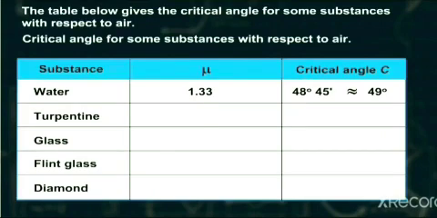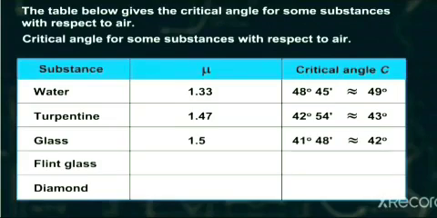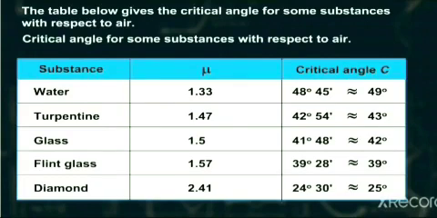Refractive index of turpentine is 1.47 and its critical angle is 42 degrees 54 minutes, which is approximately equal to 43 degrees. The refractive index of glass is 1.5 and its critical angle is 41 degrees 48 minutes, which is approximately equal to 42 degrees. The refractive index of flint glass is 1.57 and its critical angle is 39 degrees 28 minutes, which is approximately equal to 39 degrees. And the refractive index of diamond is 2.41 and its critical angle is 24 degrees 30 minutes, which is approximately equal to 25 degrees.